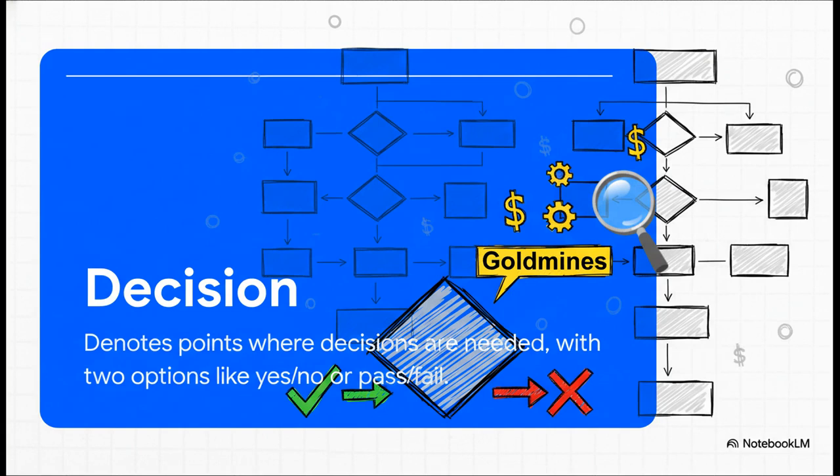Now this next one, this is where things get really interesting. The diamond is a decision point. This is where your process branches. Does the application meet the criteria? Yes or no? Is the part within tolerance? Pass or fail? Let me tell you, for anyone looking to improve a process, these diamonds are absolute gold mines. They are the control points where you can steer the workflow, sort the good from the bad, and apply business logic.